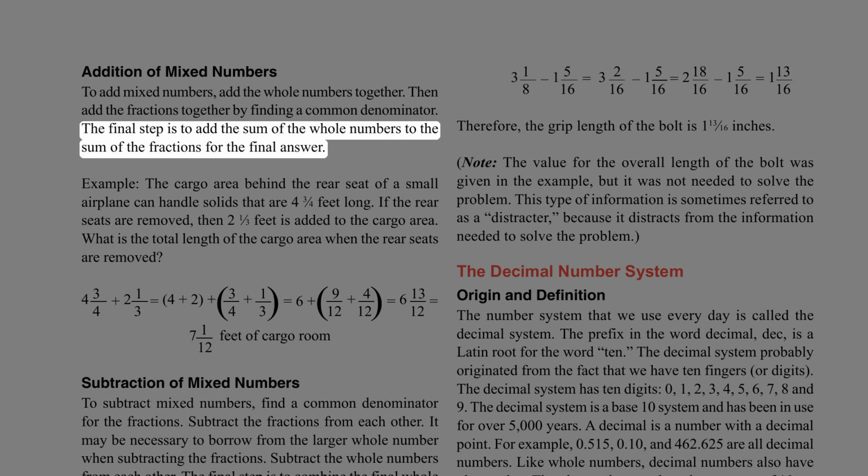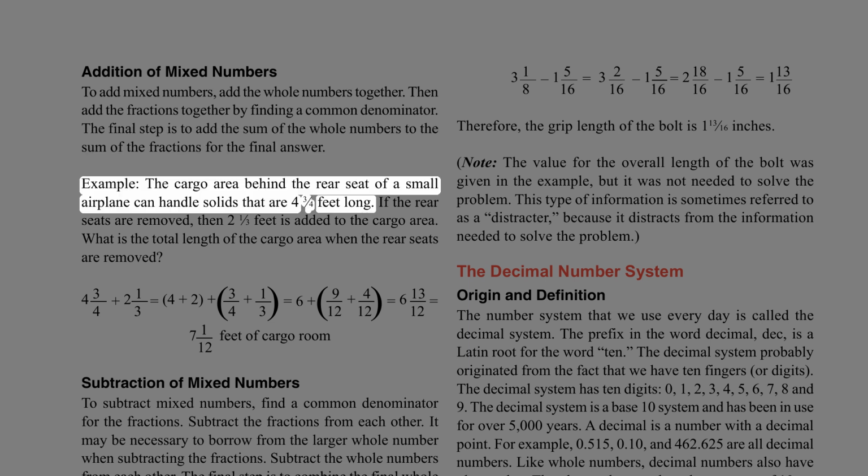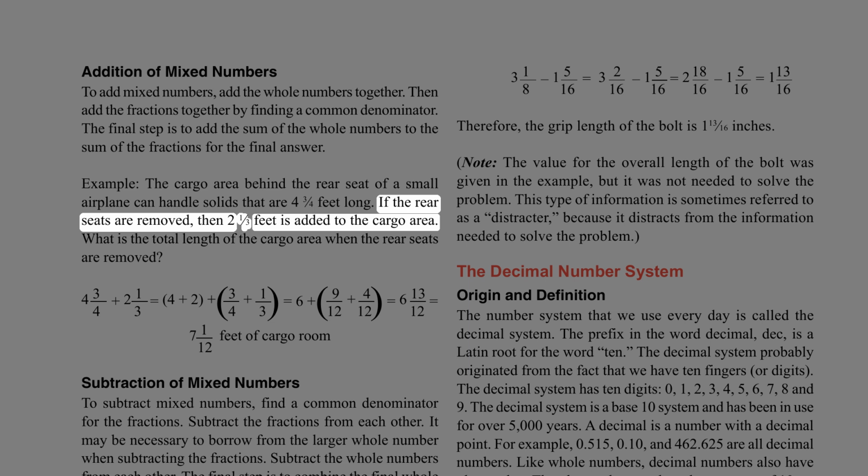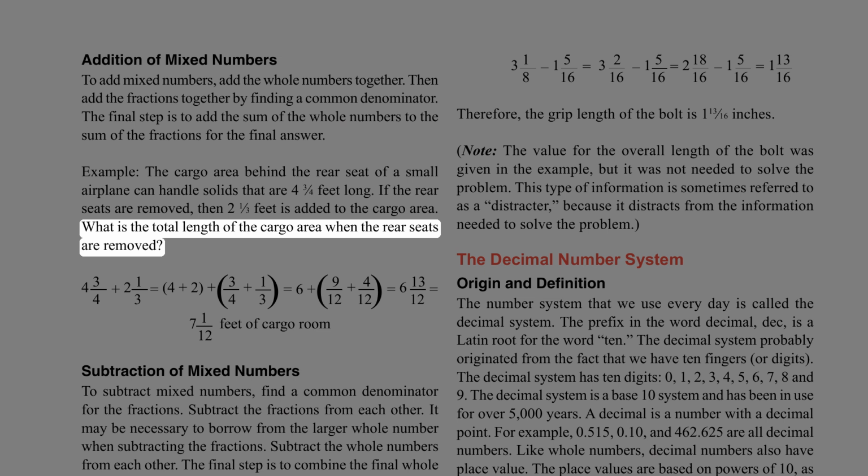Example: the cargo area behind the rear seat of a small airplane can handle solids that are 4 3/4 feet long. If the rear seats are removed, then 2 1/3 feet is added to the cargo area. What is the total length of the cargo area when the rear seats are removed?